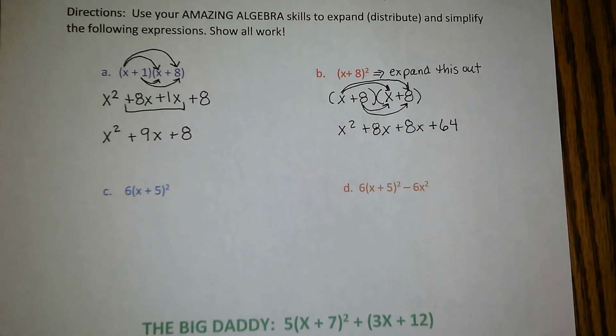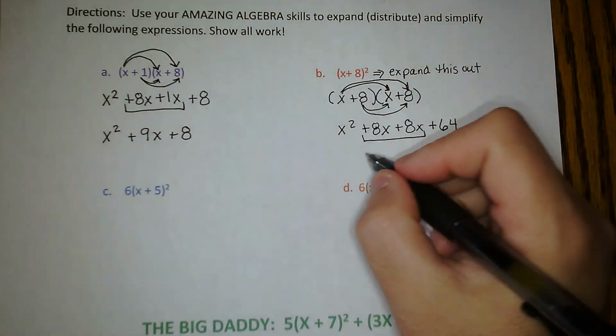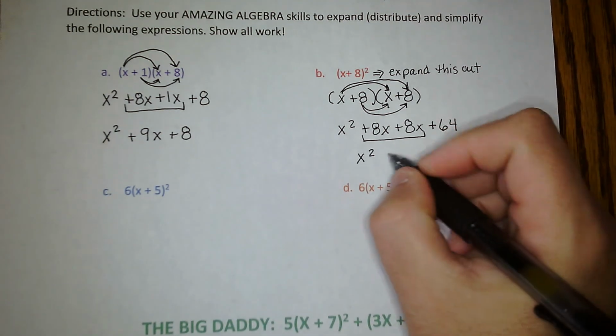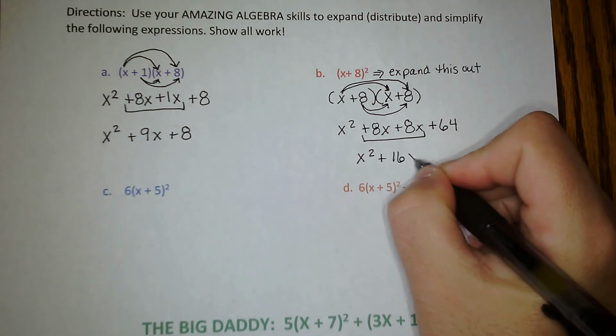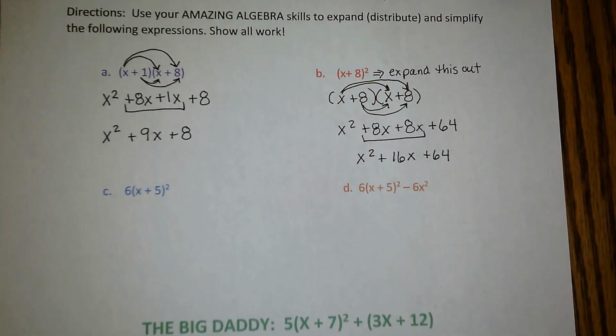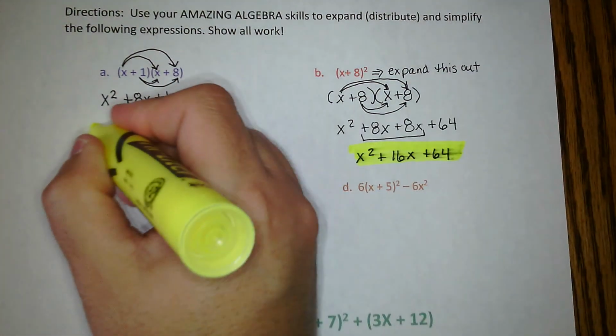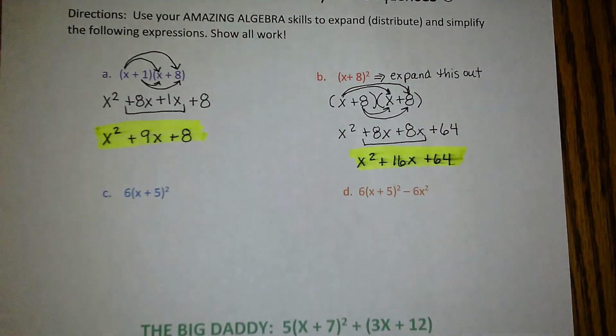Again, last thing that we need to do is we need to make sure we combine our like terms. Our like terms are our x's, and our final result is x squared plus 16x plus 64. What I'm going to do is highlight these. That's the final answer.